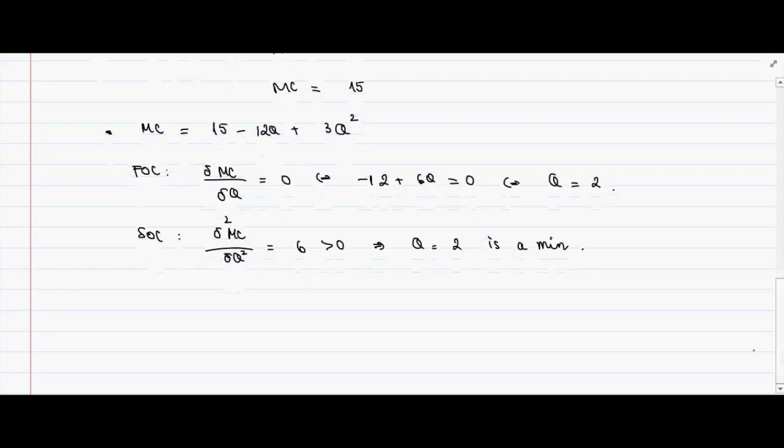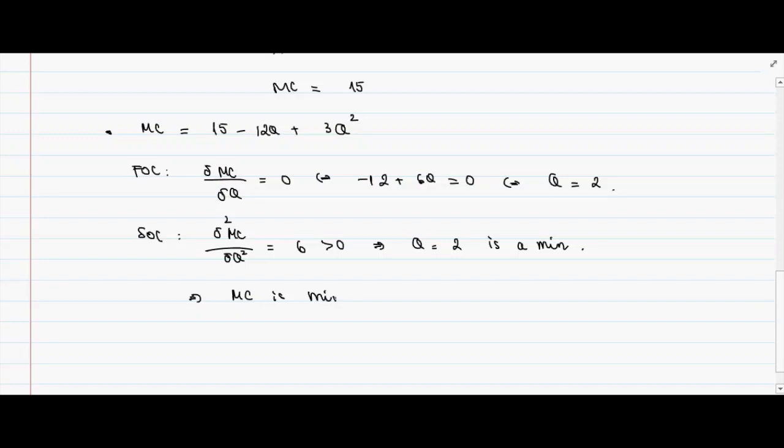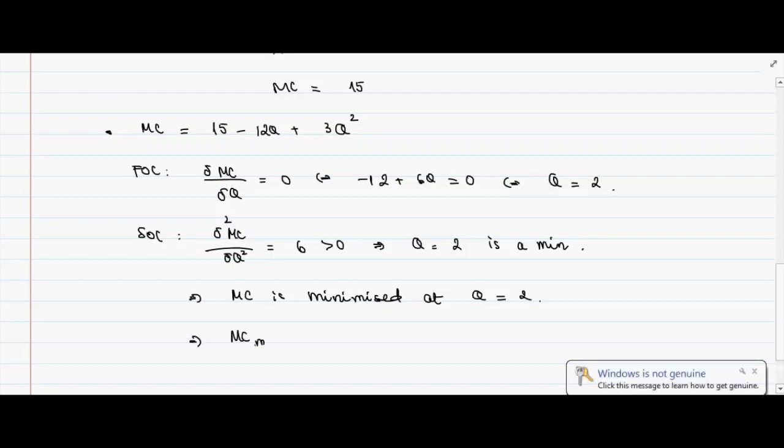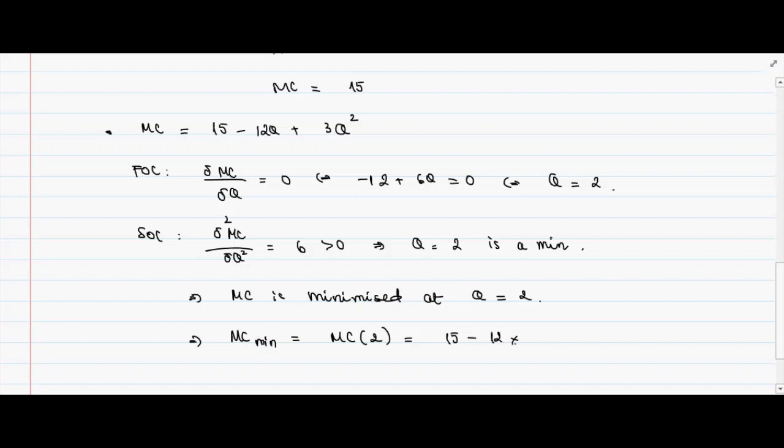Okay, so therefore marginal cost is minimized at quantity equal to 2. And the value of the marginal cost at that point, which is the marginal cost at the quantity equal to 2. So if I substitute quantity equal to 2 back into my marginal cost function, I find that it is equal to 15 minus 12 times 2 plus 3 times 2 squared.